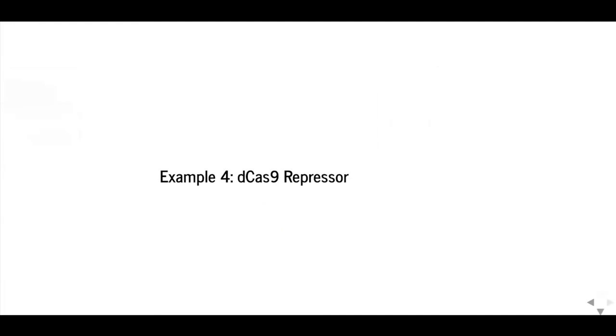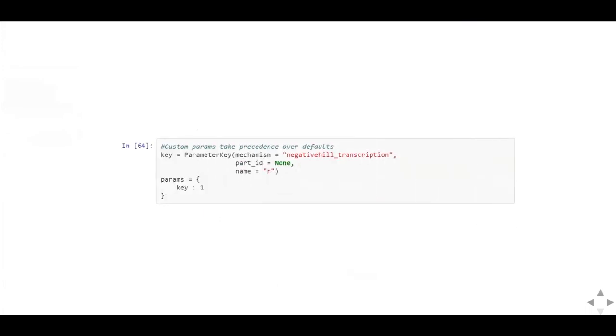And so finally, my last example is a dCas9 repressor. This is also an example that I mentioned in the lecture. Here I want to just show you how to make custom parameters. So I've used parameter files and I've used default parameters. You can also make custom parameters by using this parameter key, where I give something a mechanism, name, or type. This could also just say transcription, a part ID, and the name of the parameter. And these can be none if you want. And I put this into the dictionary with the value.